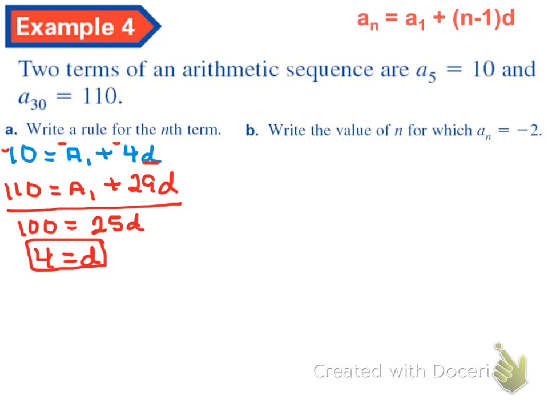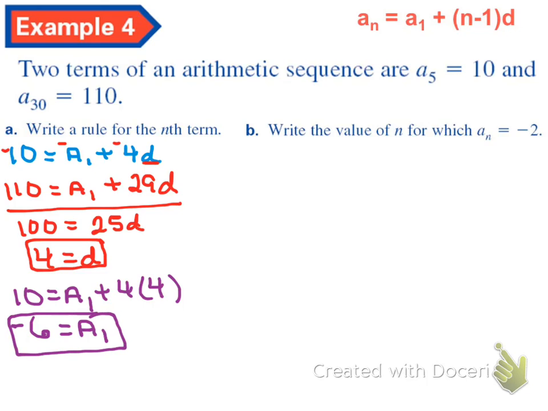Alright, so substitute in 4 for the d, so you would have 10 is equal to the first term, plus 4 times the common difference, which is 4. Simplify. 4 times 4 would be 16, and subtract that from both sides. 10 minus 16, you would end up with a -6, then, is equal to your first term. Well, now we have the two missing pieces that we needed to write a rule for any term.